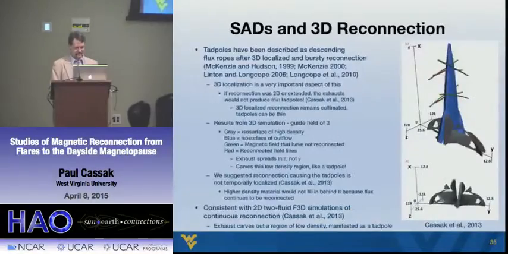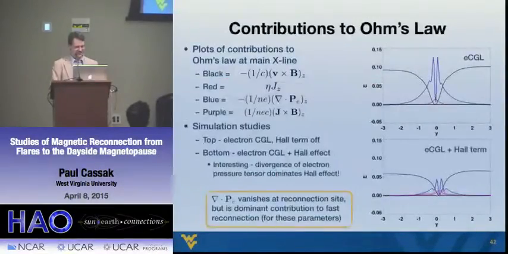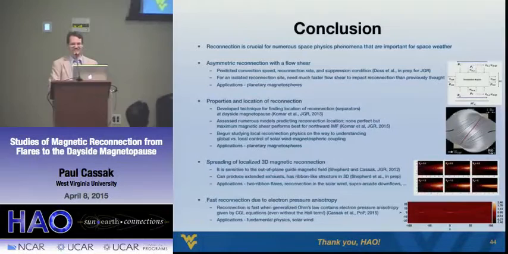So I think I'm going to skip the tadpole stuff, and I'll skip this. And in the interest of time, I'll just go right to the conclusions. Anyway, so hopefully that gave you a little bit of a tour of both magnetospheric reconnection studies and solar corona reconnection studies. Important stuff. So we have this new idea of the effect of flow shear on reconnection, some really cool results on how to find reconnection in global simulations and then studying it locally, and then this spreading of 3D reconnection.